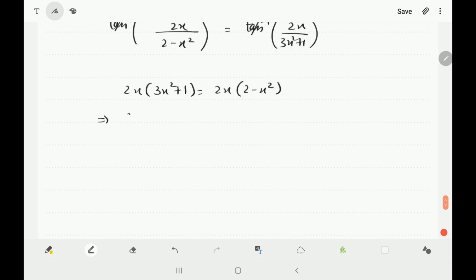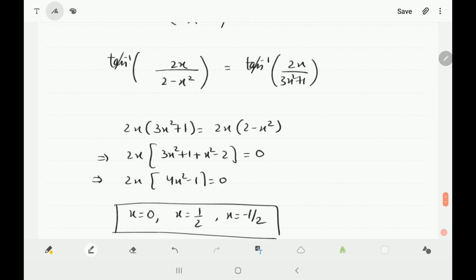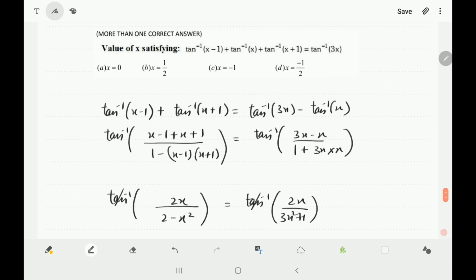Okay, now if you take 2x common, you will have 3x square plus 1 plus x square minus 2 is equal to 0. So we will have 2x into 4x square minus 1 is equal to 0. So we will have the values x equal to 0, x equal to half, or x is equal to minus half. Now if you see the equation, because tan inverse x values are involved, okay, so the domain will be x belongs to R for each of the expressions.